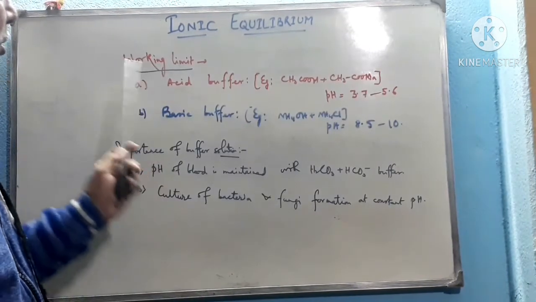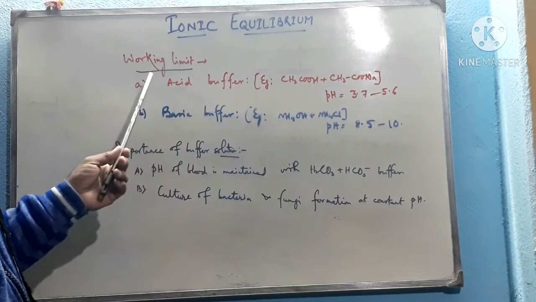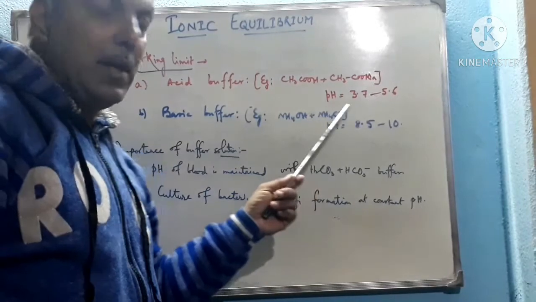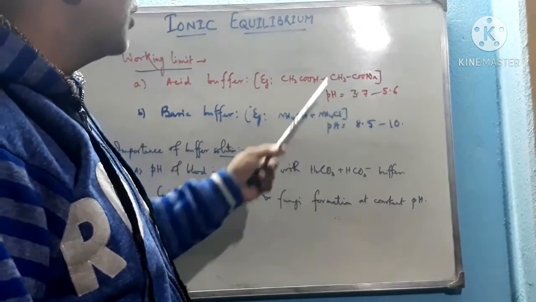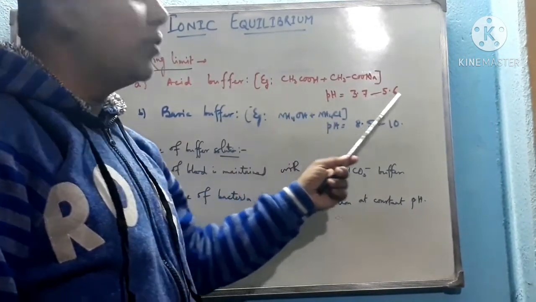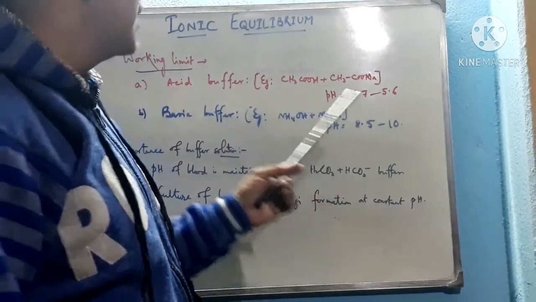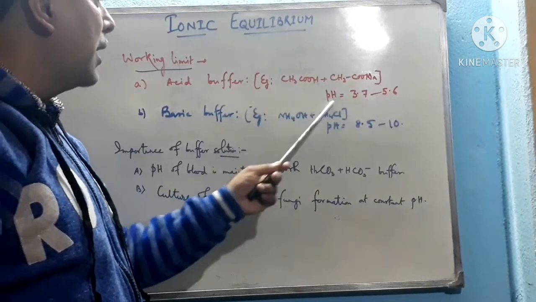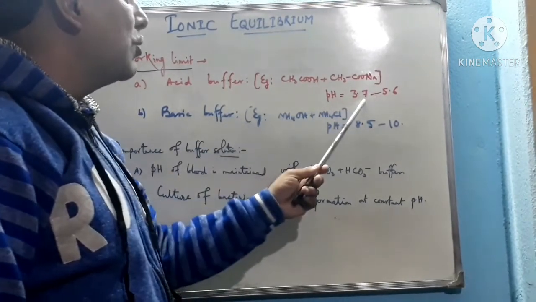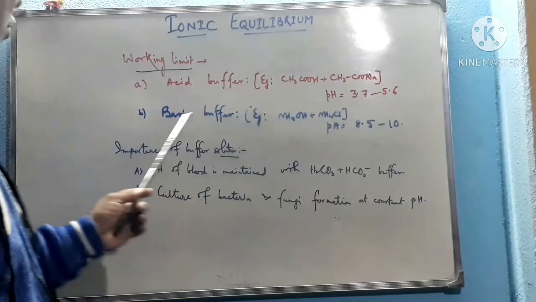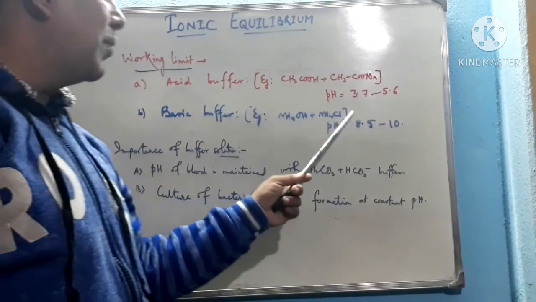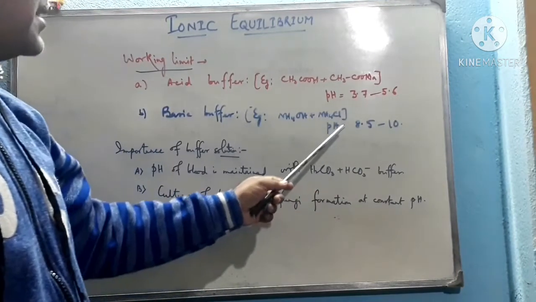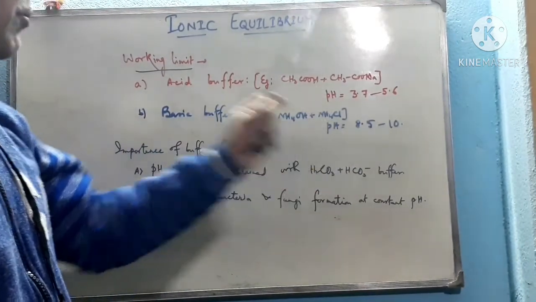Now I am discussing about the working limit of a buffer solution. Working limit of acid buffer, the example acetic acid, sodium acetate. Acetic acid, sodium acetate is an acid buffer solution whose pH is equal to 3.7 to 5.6. So within this range, this acid buffer can work. So this is the working limit regarding pH of the acid buffer solution, 3.7 to 5.6. For a basic buffer, example ammonium hydroxide, ammonium chloride, its pH range is 8.5 to 10. See this, pH is greater than 7, hence it is a basic buffer solution, 8.5 to 10.